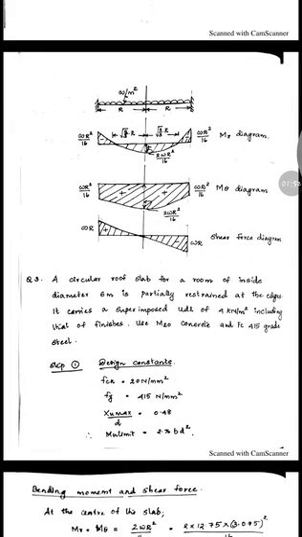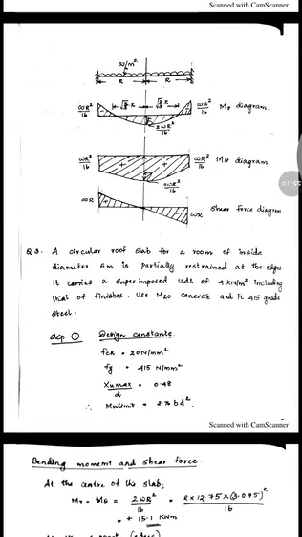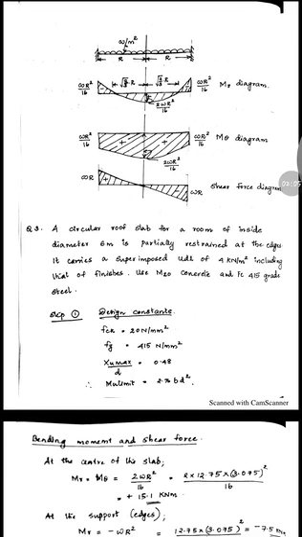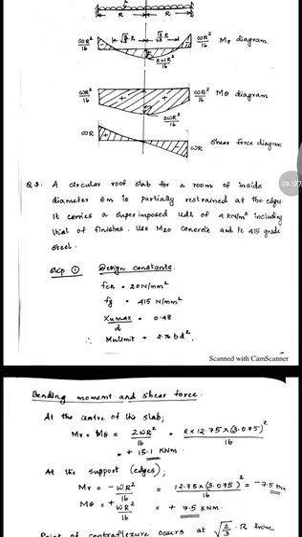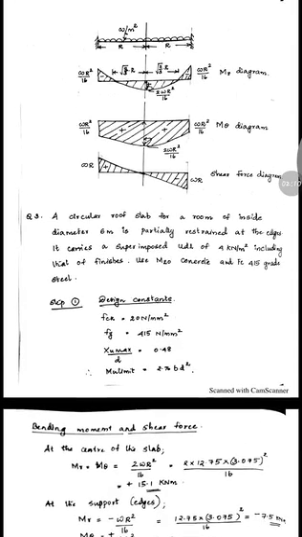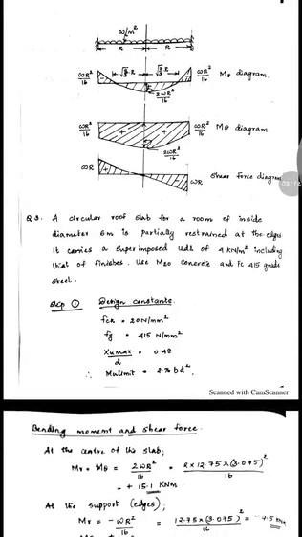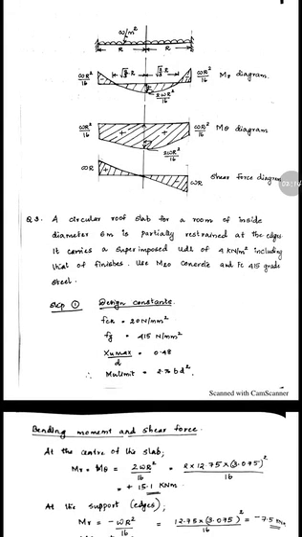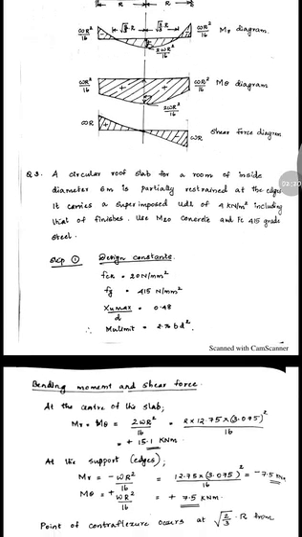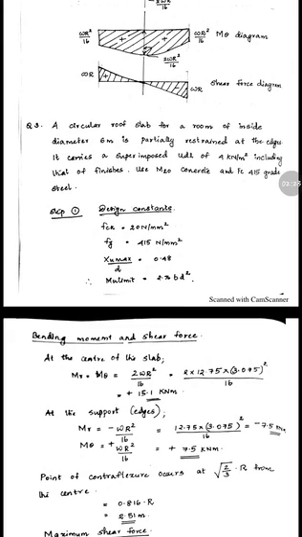So here we have the Mr diagram, M theta diagram as well as the shear force diagram. In the Mr diagram you will be getting the positive moment at the center as well as a negative moment at the supports. In the M theta diagram you will have the support moment which is positive, that is WR²/16, and also the span moment which is also positive, which is 2WR²/16. Fine. So now we can move on to the problem.